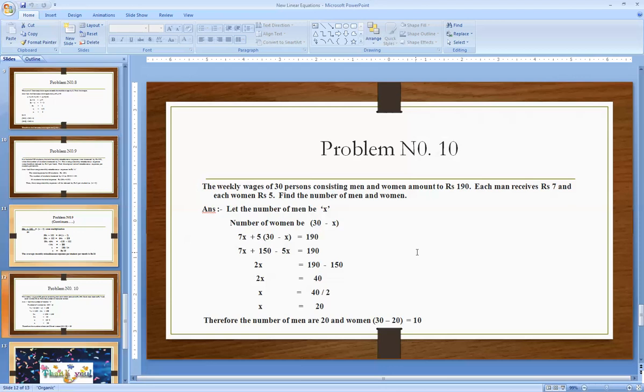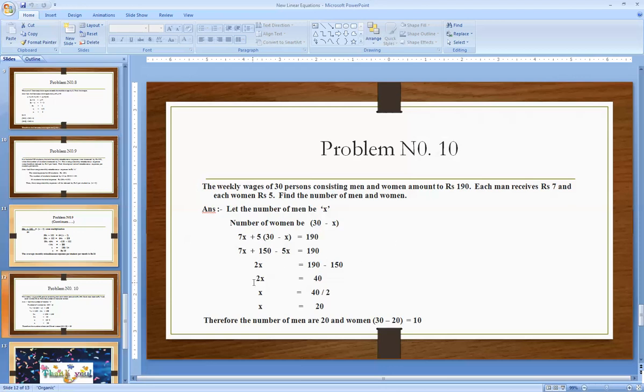Men are paid 7x. Women are paid 5 into the number of women, and we don't know how many women are there, so in place of women we should write 30 minus x. That is 5 rupees into 30 minus x. So it is equal to the entire weekly wages, that is 190. Therefore 7x plus 5 into 30, which is 150, minus 5 into x, which is 5x, equals 190.